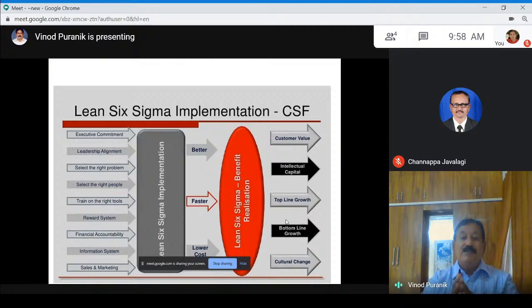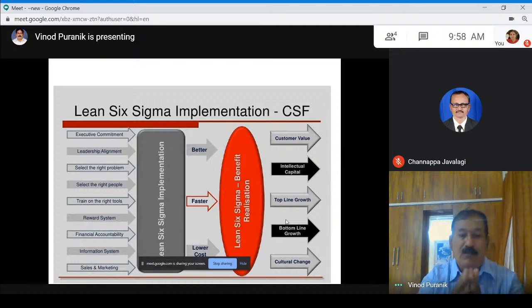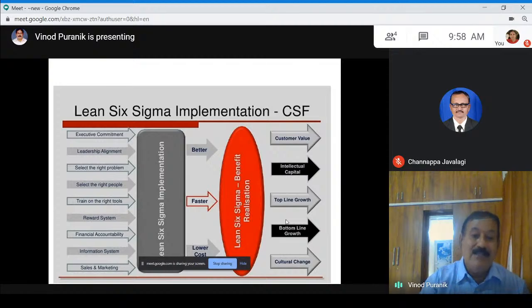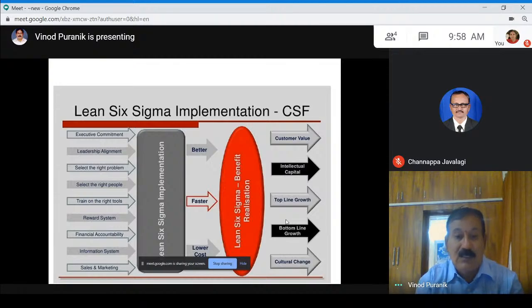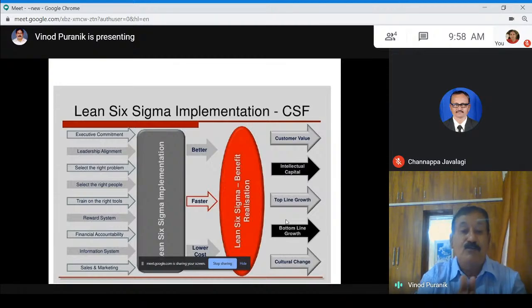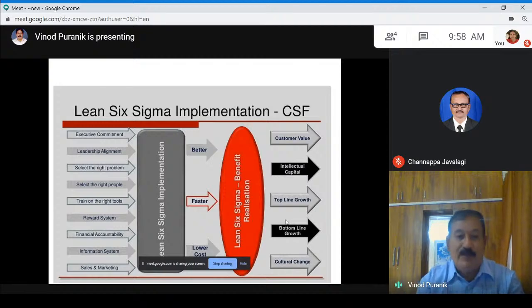Then the Lean Six Sigma implementation. When you look at it, this is very, very important. What are the things required? Of course, it was just explained, but still it is required. Executive commitment is important. Leadership alignment is very important. You select the right problems, select the right people. Then train the right tools, because it is very important that the workers or employees are able to use the tools properly.